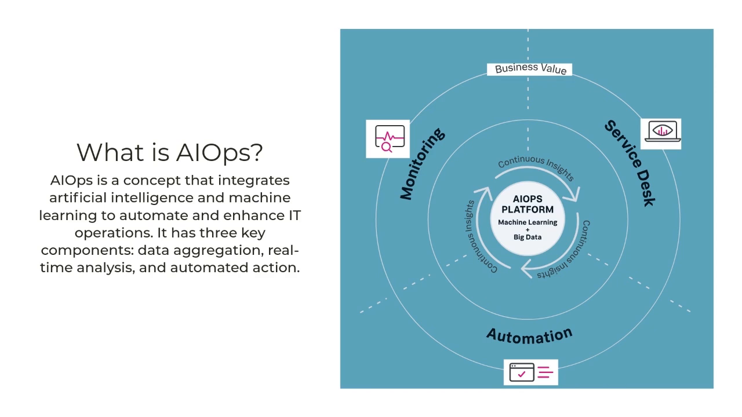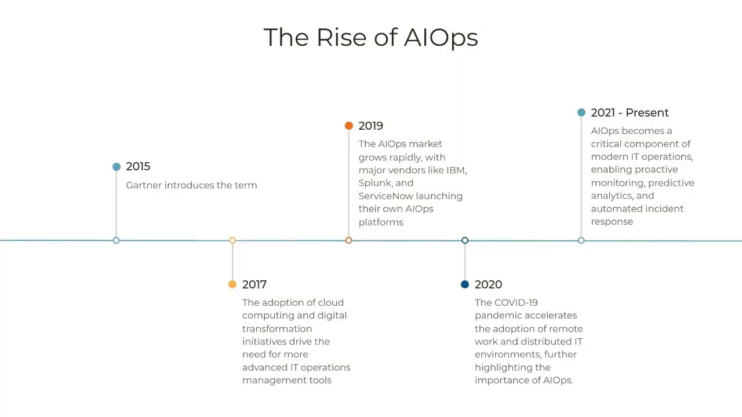Now let's talk about how AIOps has evolved over the years and why it's become such a critical component of IT operations today. We're going to take a quick journey through the timeline of AIOps to understand its rise to prominence. In 2015, it all starts here when the term AIOps was introduced by Gartner. At that time, we were already facing growing challenges in managing IT operations, especially with the increasing complexity of systems. Gartner's idea was to bring artificial intelligence into the mix to solve these problems.